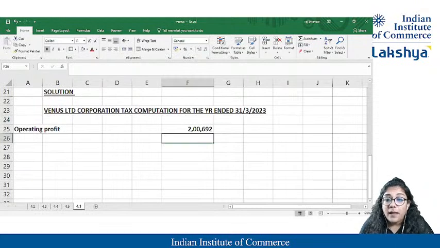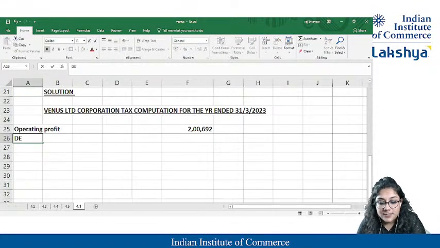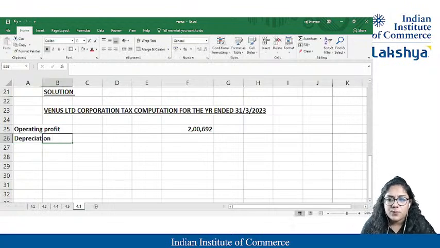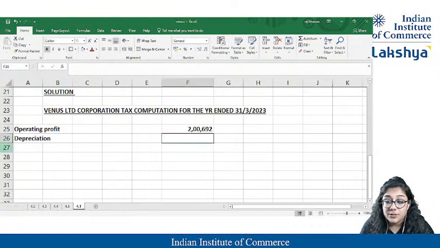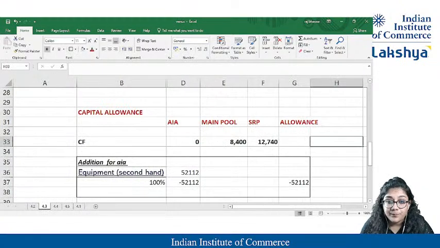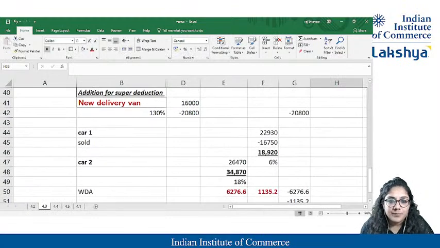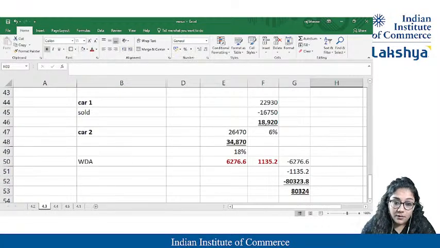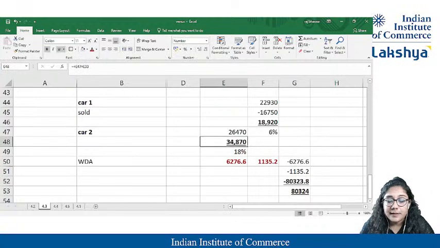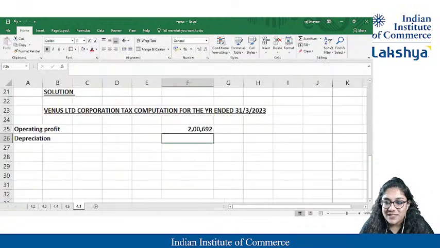Am I getting any sort of depreciation? Yeah, ma'am, depreciation is there, isn't it? So guys, what is the depreciation if you have calculated? You remember 32,046 was the depreciation you figured out over here. So yes, this is my depreciation.